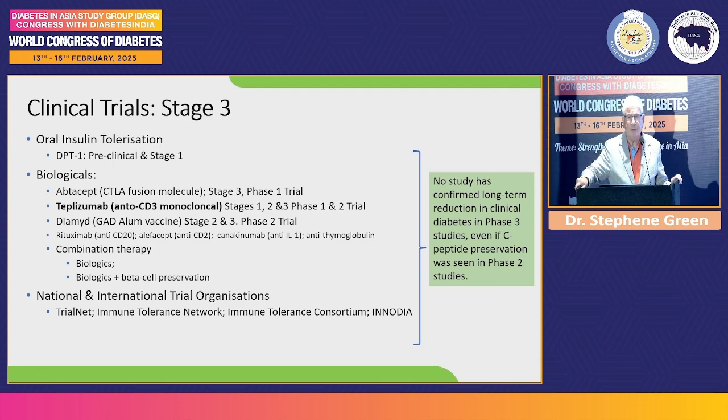The other aspect to it is incredibly expensive. And we're not quite sure how it will pan out at the moment. Certainly in the UK, the rights for teplizumab have been taken over by one of the major manufacturers, and we'll see how they take to spinning this out in the next year or so.